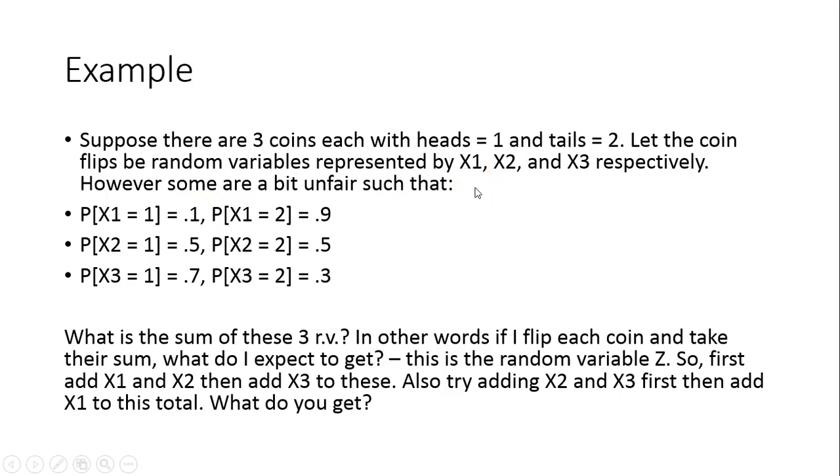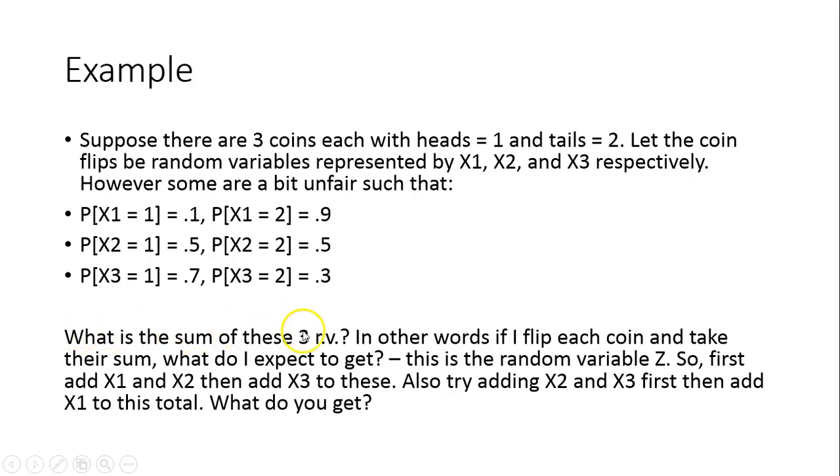So flipping the first coin, I'll get most likely tails. 90% chance I'll get tails on the first coin flip. On the first one, I'll get heads with 10% chance. The second one is a fair coin, 50-50, and the third coin is most likely going to be heads and less likely going to be tails.